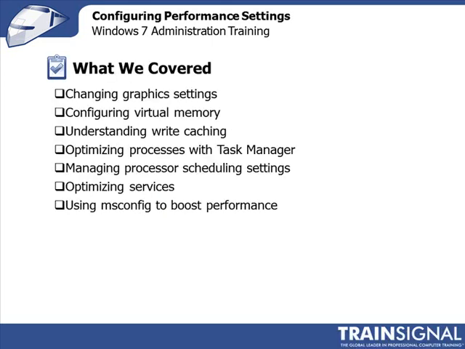We covered quite a bit in this lesson that has to do with configuring Windows 7 performance settings. We learned how to change graphics settings to optimize graphics performance in Windows 7 and to optimize system performance as a balance of graphics performance. You learned how to configure virtual memory, or the paging file, just in case you can't add more RAM to a machine, so that you can make sure that machine stays running. You learned about write caching and why it's important to have a battery on your machine if you're going to use write caching. Then, you learned how to optimize processes with Task Manager, and we moved on to managing processor scheduling settings from a broad perspective.